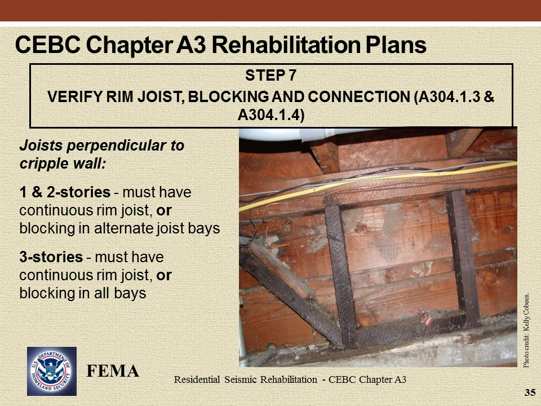Where floor joists are perpendicular to the foundation, you need: 1. In a 1- or 2-story dwelling, you must have a continuous rim joist or full depth blocking in alternate bays. 2. In a 3-story building, you must have a continuous rim joist or full depth blocking in all bays. This photo shows cripple walls, joists perpendicular to wall, and existing blocking between the joists. Close examination can determine whether or not there is an existing rim joist or existing blocking at the perimeter.